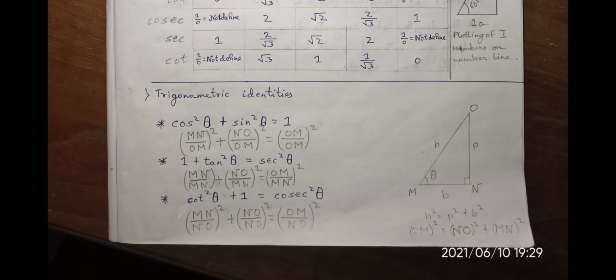Going ahead, the second identity: we divide the Pythagoras theorem by the base MN. We get 1 plus tan square theta equals sec square theta. You can figure out by pausing the video how it comes. Then comes the third identity. Again we divide the whole Pythagoras theorem by the perpendicular. So here comes the identity: cot square theta plus 1 equals cosec square theta.